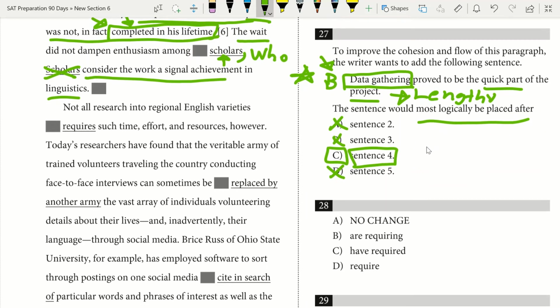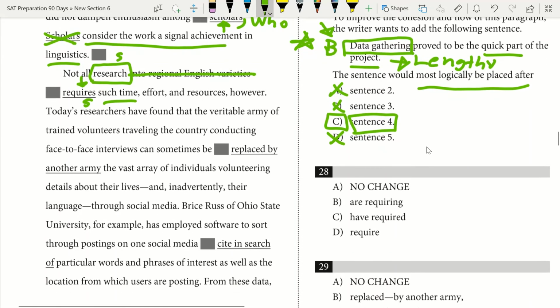We got not all research into regional English varieties requires such time. Okay, now the key part here is understanding that we're referring to research here. Okay, not all research. Now into regional English varieties, we ignore that because this question right here is testing our ability to find the subject. Right? The subject here is research, and we would say research requires such time. Okay, research is singular, and the verb requires is also singular. Okay, so our answer there is going to be A for number 28.